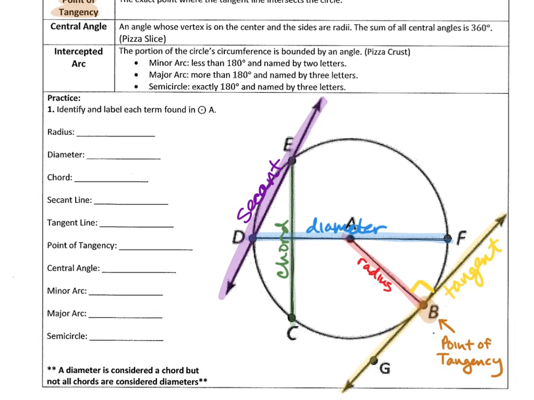The next vocabulary word is called a central angle. The word central angle makes me think of inside and angle, and that's exactly what it is. A central angle is an angle whose vertex is on the center and whose sides are radii. Think of this as a pizza slice. So this angle right here, this little pizza slice of my circle, is called a central angle. As long as it meets at the center of the circle and then uses two radii to go to the outside, it is a central angle.